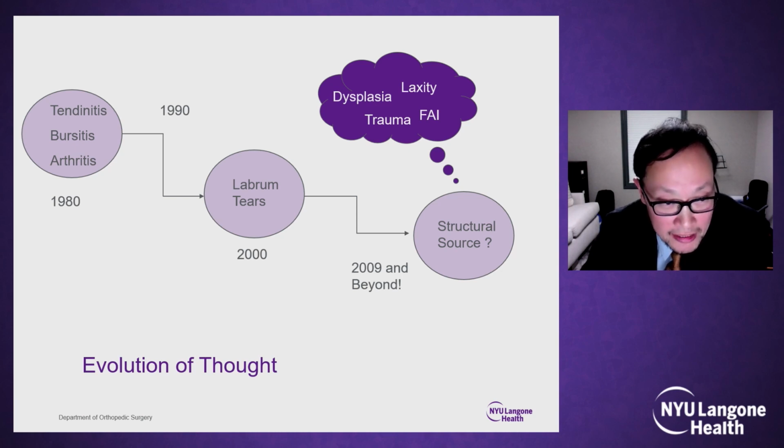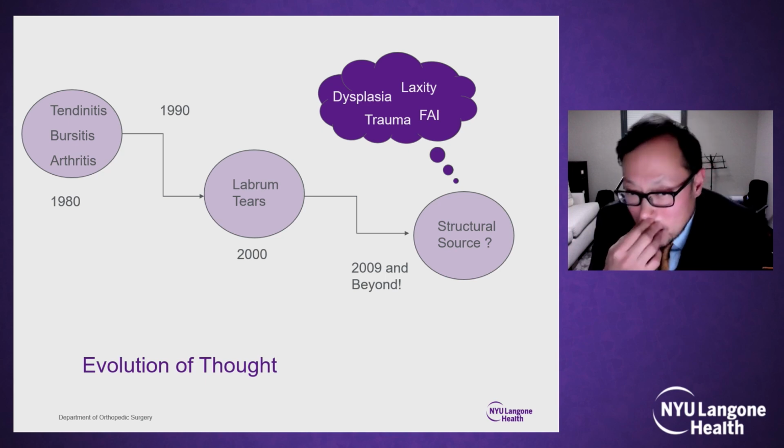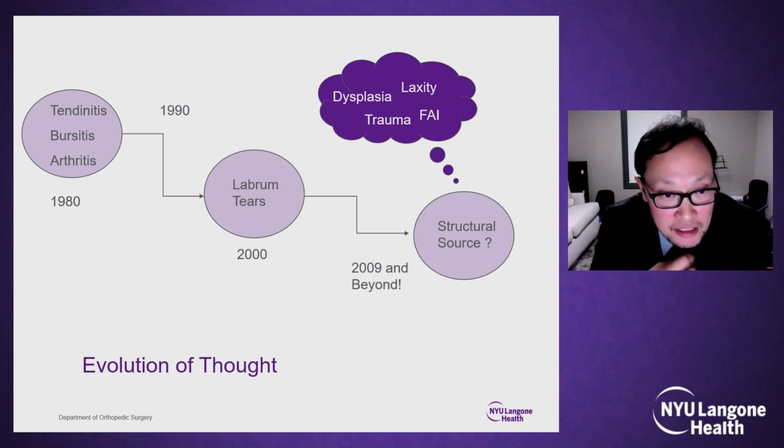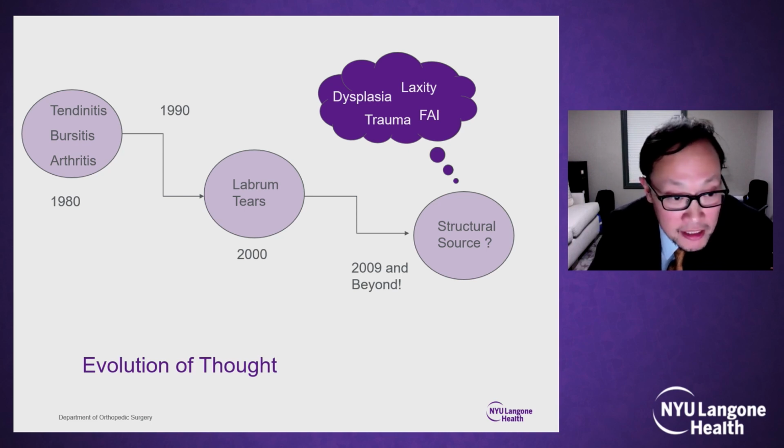As we got good at these techniques, namely hip arthroscopy and labral repair, looking at our failures and successes, we started seeking out structural sources of causes for these labral tears. And we started identifying causes such as dysplasia, trauma, laxity, and probably most commonly femoral acetabular impingement.